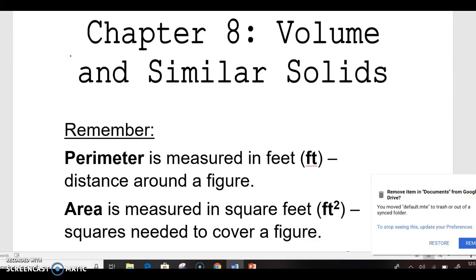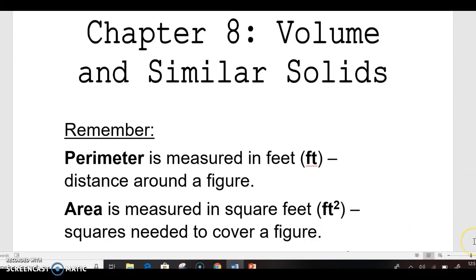So the first thing you're going to see on the front of your note packet is this list of reminders here. And just remember, we've learned about perimeter before in the past. That's when you're just measuring the distance around a figure. So like a fence, or if you take a piece of string and wrap it around something. So that's measured in feet, which is a linear measure.